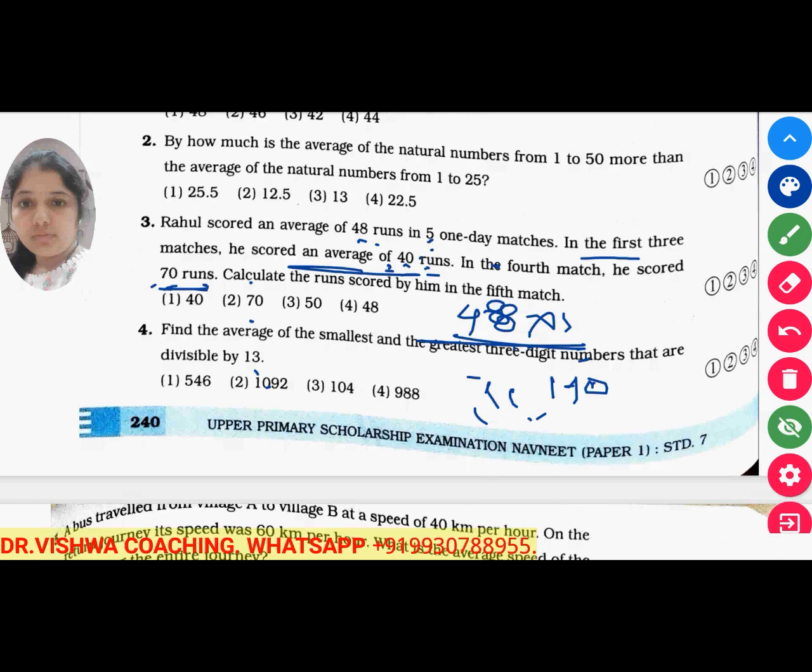Okay, now we will just move ahead. Now see, in the next question, the average of smallest and greatest 3-digit numbers that are divisible by 13. Now you have to find the smallest 3-digit number which is divisible by 13 and greatest 3-digit number which is divisible by 13, and you have to find the average of both those numbers. Okay, so this is for your homework.